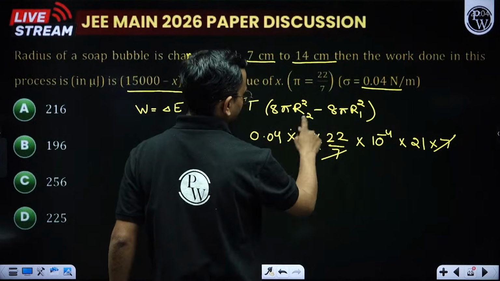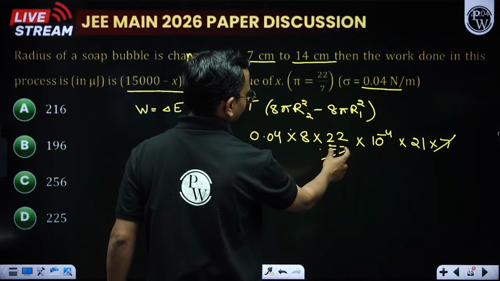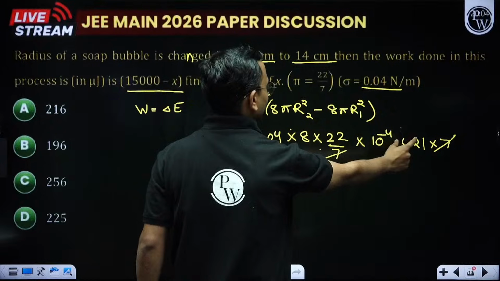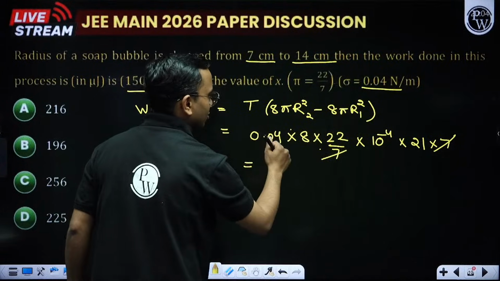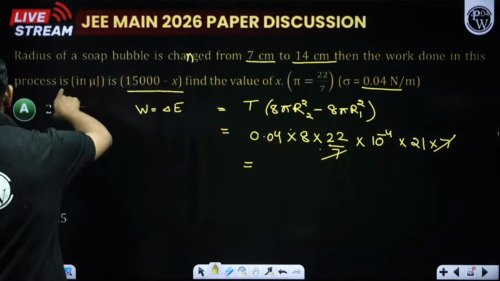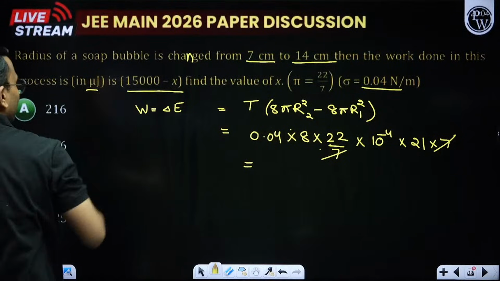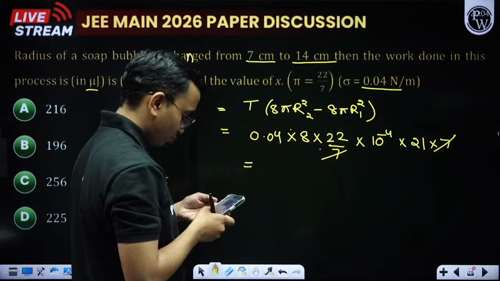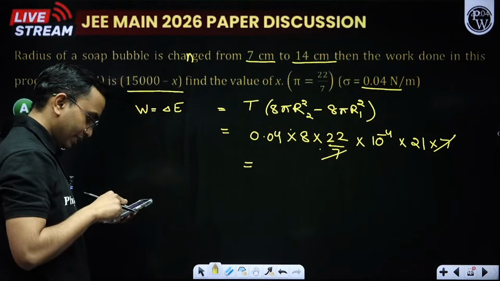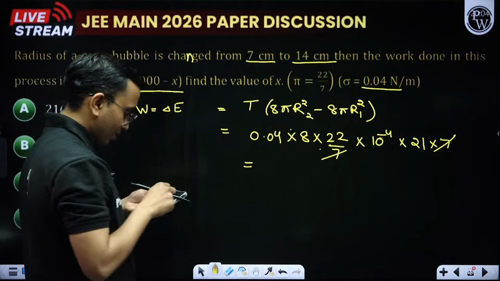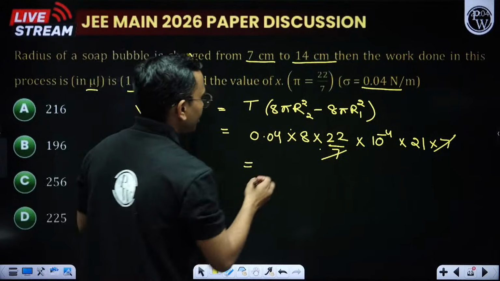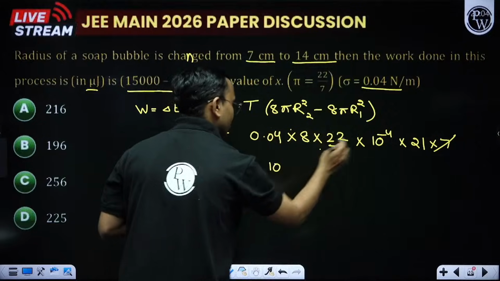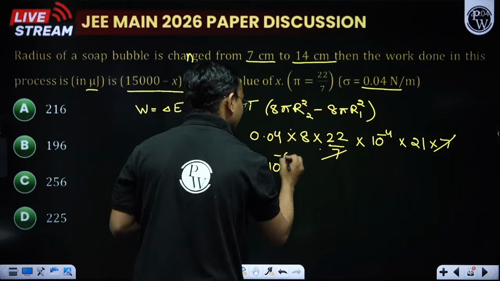0.04 into 8 into pi, that is 22 by 7 into r square will do, that is 10 to the power minus 4 into 21 into 7. Everything seems fine, but because it is microjoules, either this microjoule should not be there, what it should be. Now let us do the calculations anyways, we will see that. So it will become 10 to the power, okay, minus is coming, sorry, I got confused, this was minus 4, so minus 6 is coming anyways.